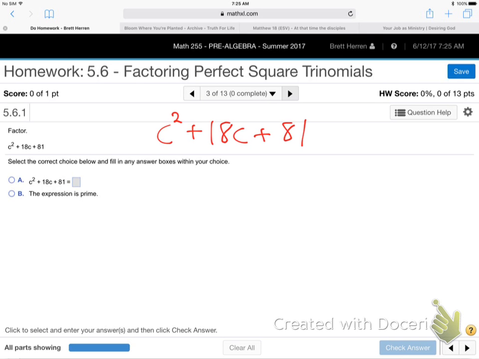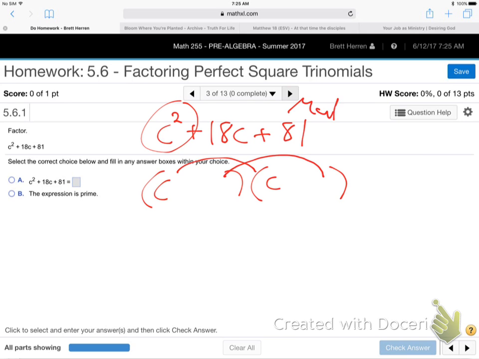All right. So, two parentheses. What goes in the front of each parenthesis? C. Because c times c would be c squared, right? Everybody good with that? Notice how the front times the front makes the front. And then the last times last, they have to multiply. What two numbers multiply to be 81 and yet add to be 18? 9 and 9. Both positive. And that's identical twins. What a surprise. And so we will say squared.